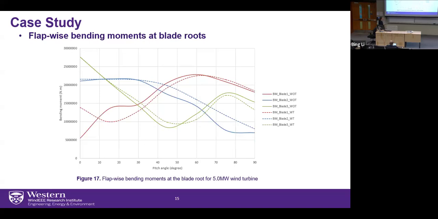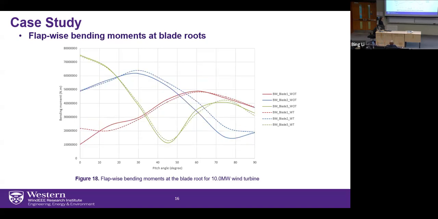And I have this plotted for the 5 megawatts, similar conclusion: positive impact for the angle of twist, either 0 or 90 degrees. But here we're looking at the dotted lines, so I can say 0 degree gives you, 90 degree gives you the least bending moment. And the 10 megawatts follow almost the same trend.